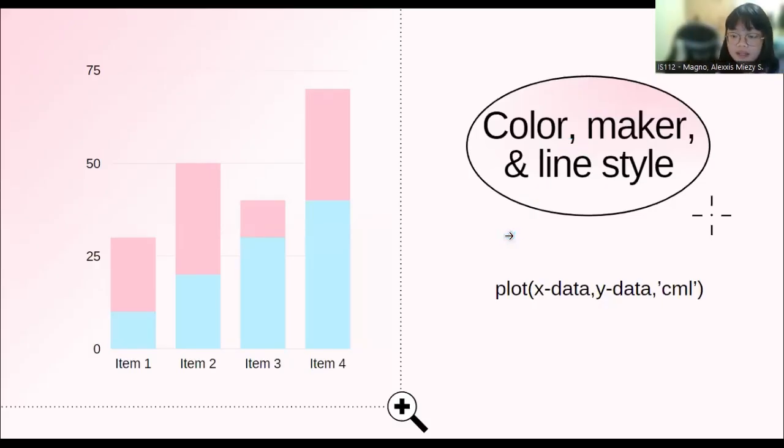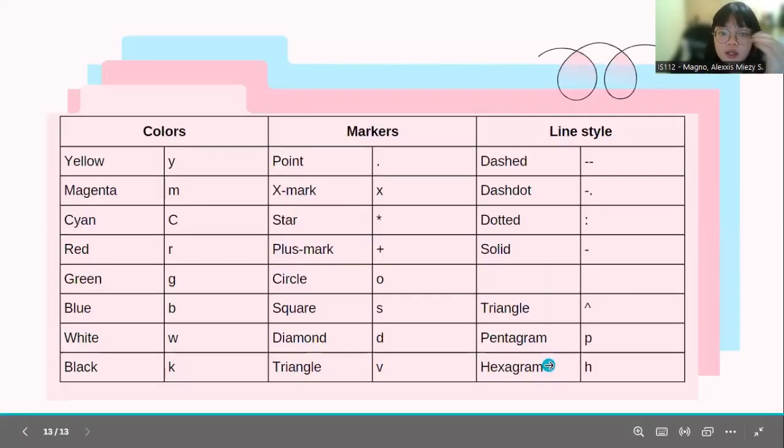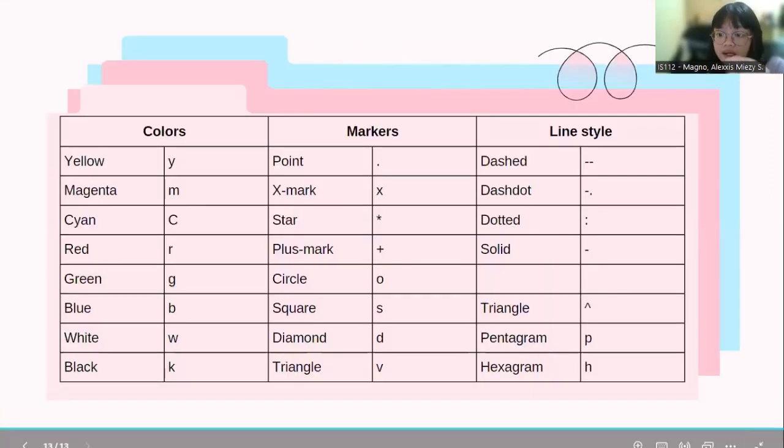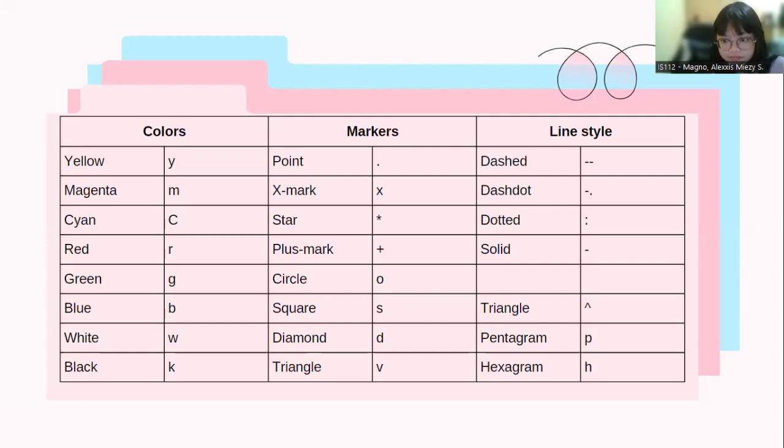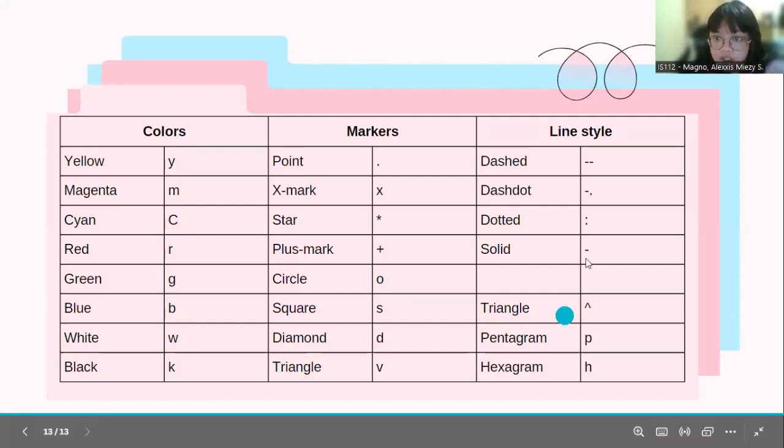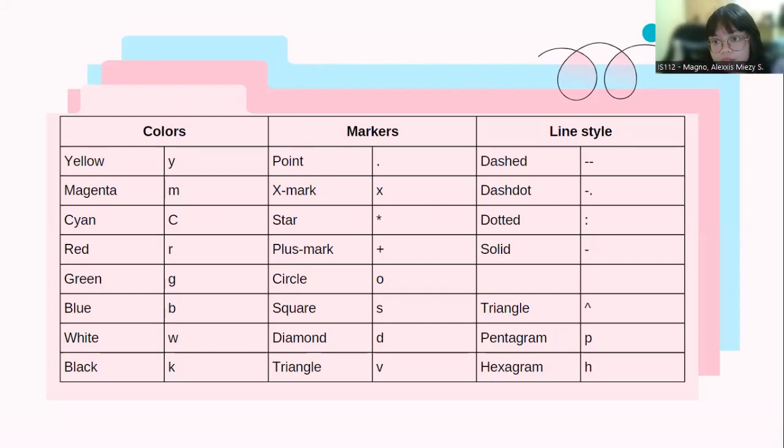In MATLAB, you can also add colors, markers, and line styles to your graph. The form of this is you plot the x and y data, and then you add the CML. CML stands for color, marker, and line style, in that order. So here are the different types of colors, markers, and line styles, and their symbols. So let's try some examples in MATLAB.